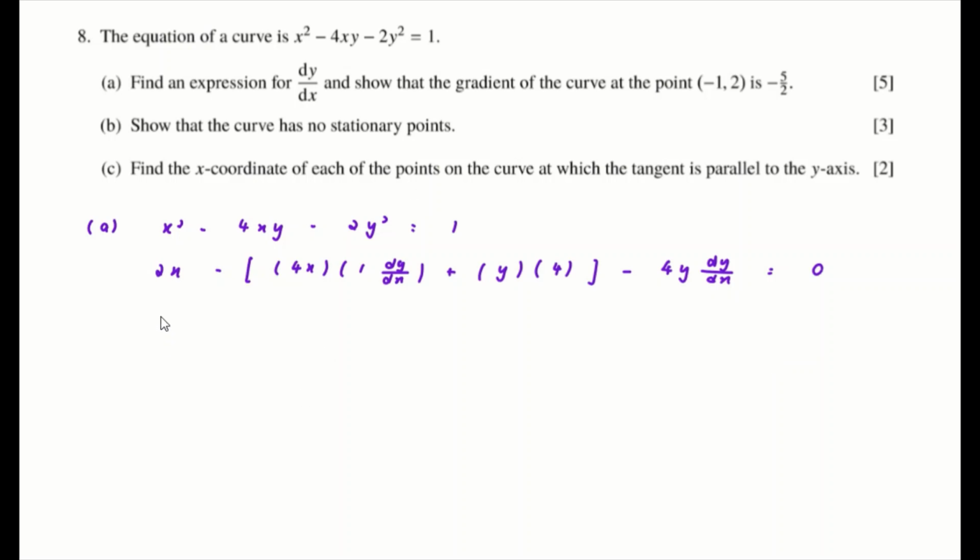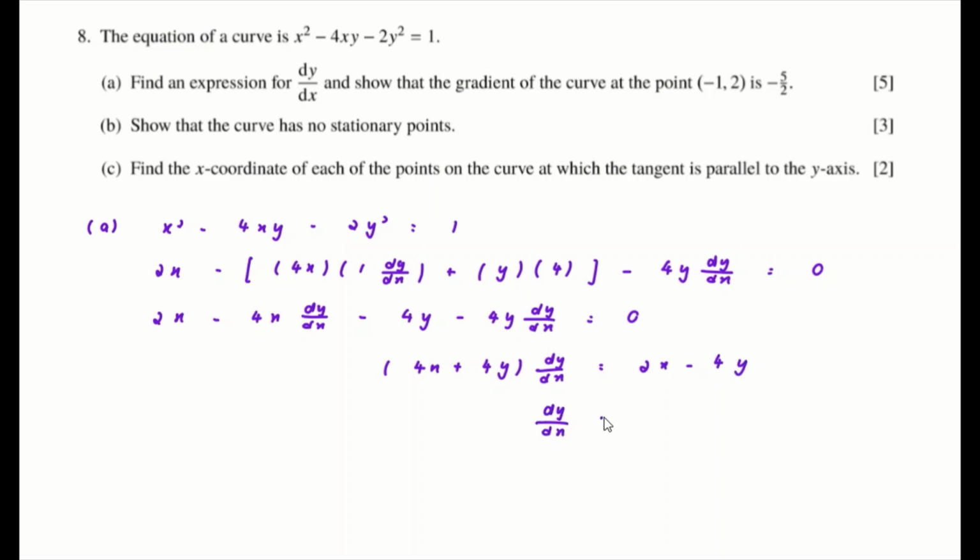Okay, so now let's do some rearrangement. So 2x minus 4x dy dx, don't forget minus plus, so it's minus 4y, minus 4y dy dx. Oh, I believe you can divide 2 for all the terms here, but just try to rearrange them first. So 4x plus 4y dy dx equal to the other part, we have 2x minus 4y. Okay, so dy dx will be equal to x minus 2y over 2x plus 2y.